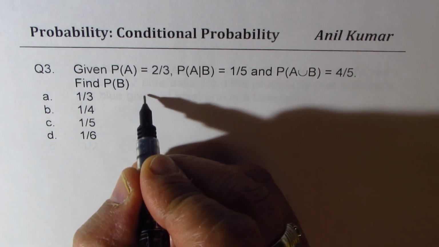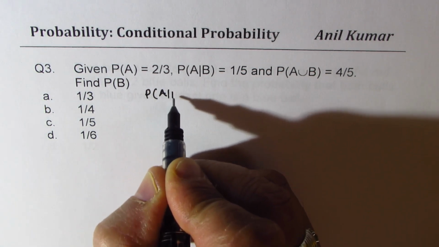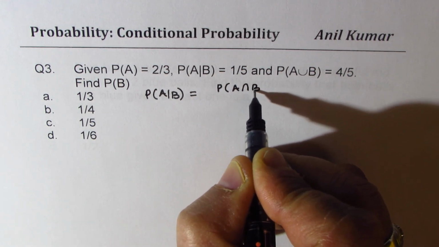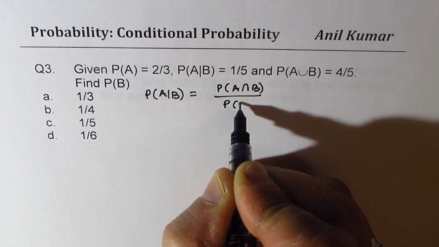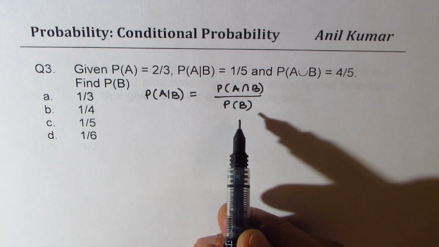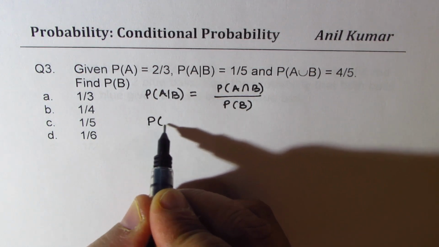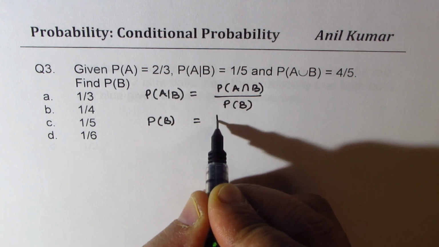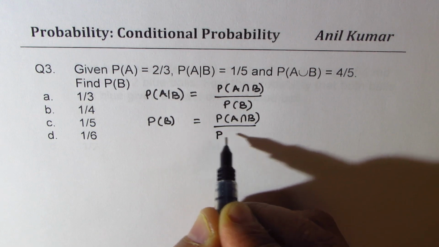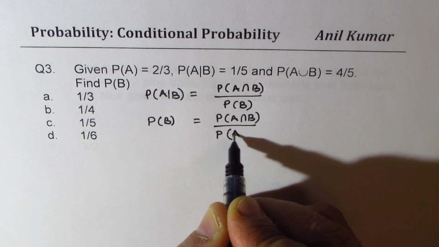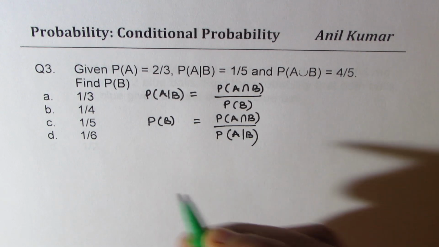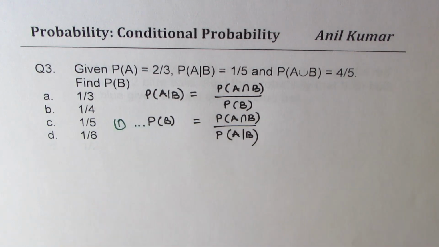Now, we know that probability of A when B has occurred can be written as probability of A intersection B divided by probability of B. Right? So from here, we can write probability of B. Cross multiplying, that gives us one equation. Let me call this our equation number 1.